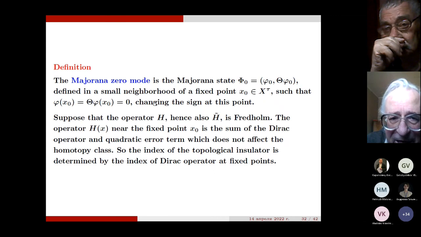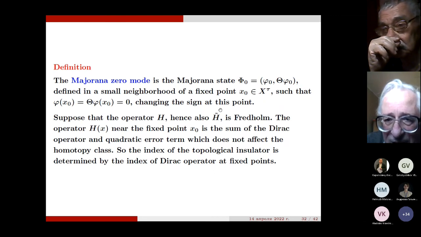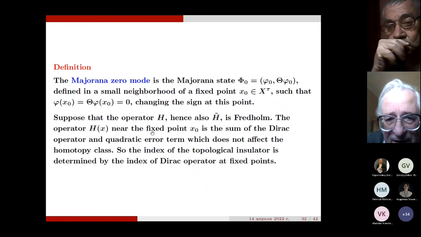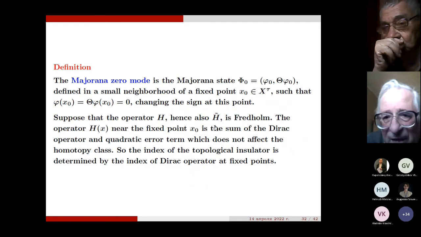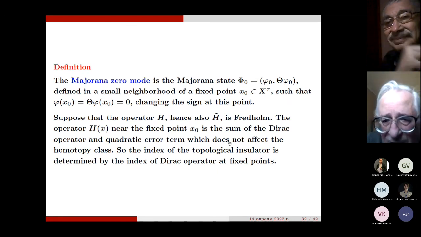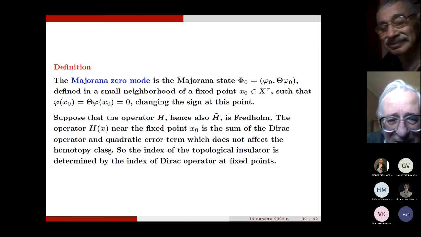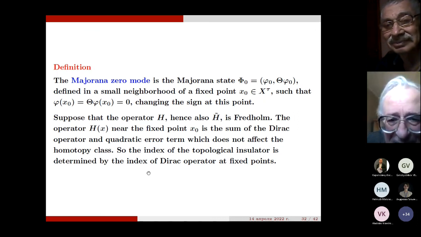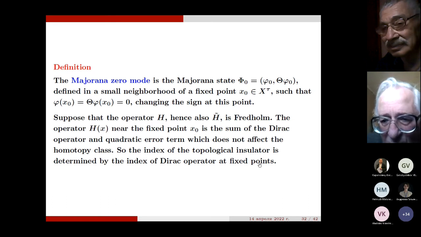Suppose now that the operator H, and hence also H tilde, is Fredholm. Then the operator H of X near the fixed point X sub 0 is the sum of the Dirac operator and a quadratic error term, as I said before. And this error term does not affect the homotopy class. So the index of the topological insulator may be determined by the index of Dirac operators at all fixed points.